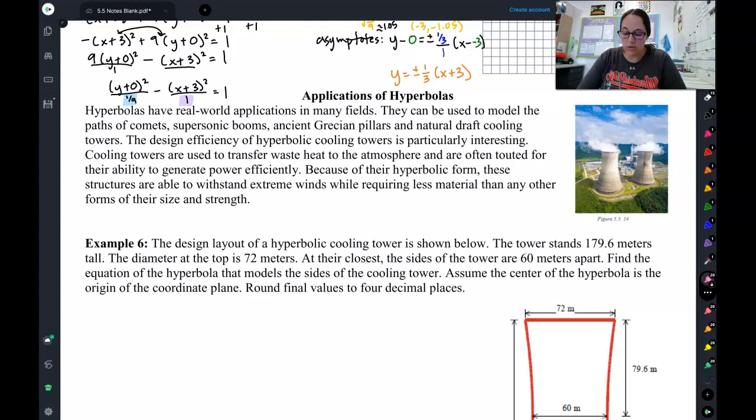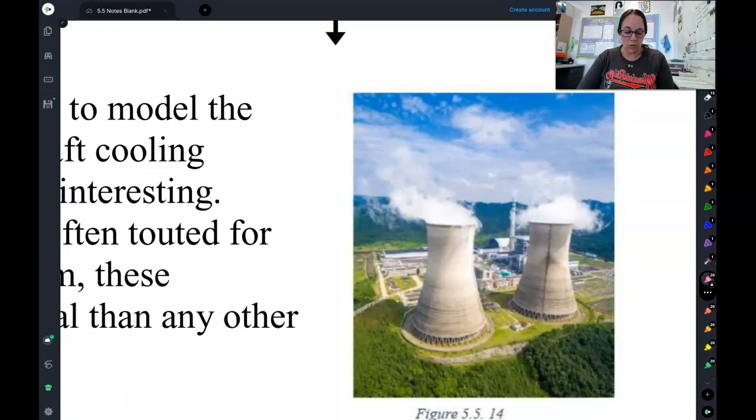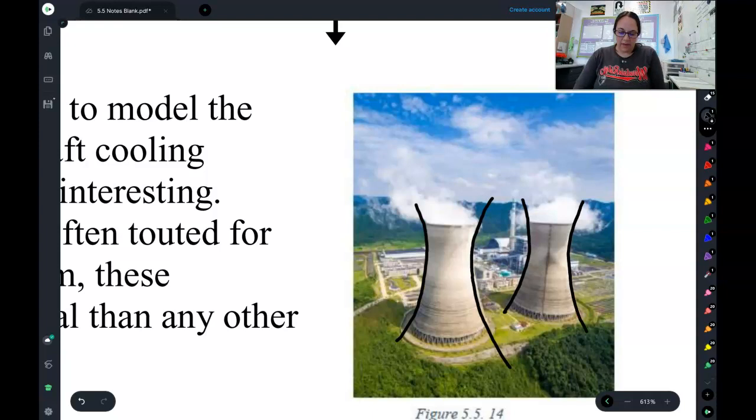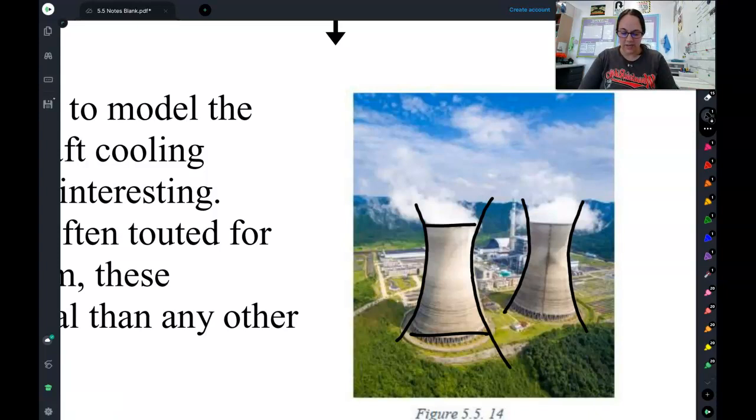Cooling towers are used to transfer waste heat into the atmosphere and are often touted for their ability to generate power efficiently. Because of their hyperbolic form, these structures are able to withstand extreme winds while requiring less material than any other forms of their size and strength. So there's some hyperbolic cooling towers, and you can see the hyperbolic branches right here on them. And then they just cut the branches off at specific points, and that gives them their hyperbolic tower.